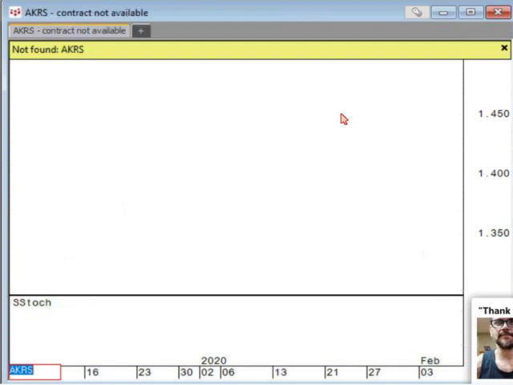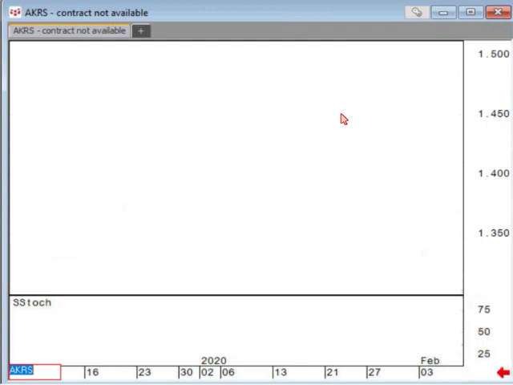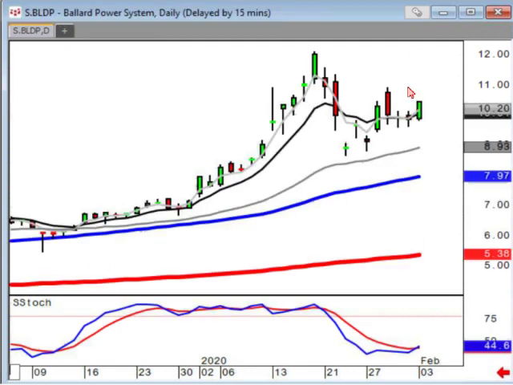AKRS, for some reason, that one's not coming up. And Ballard, get ready to buy if this breaks that downtrend.